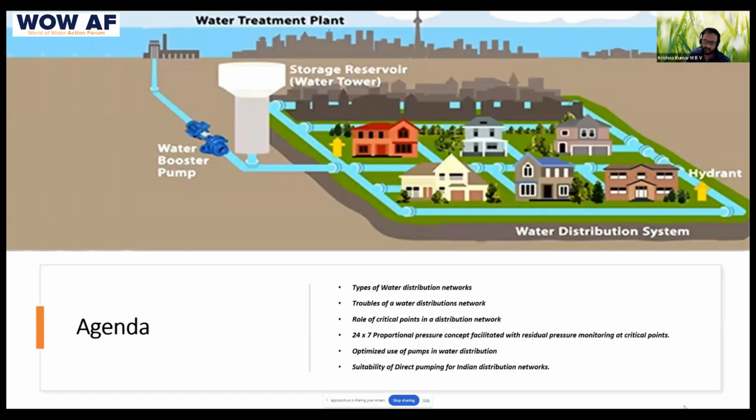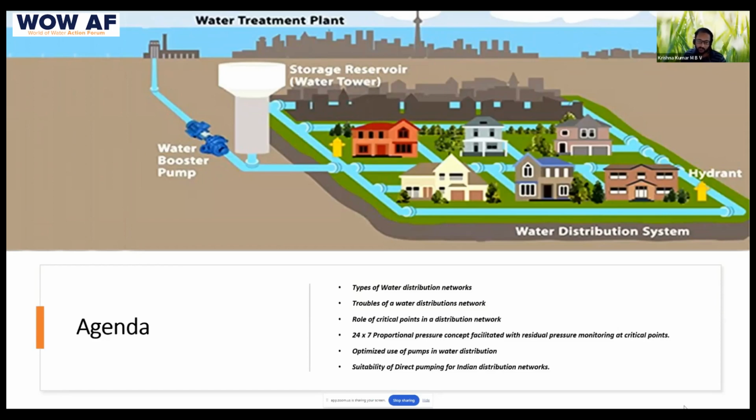In the next 25 minutes, I will go through the types of water distribution network which you come across in global scenarios. Then you will also see the troubles of a water distribution network, predominantly when you look at gravity and pumping. Then I'm going to introduce a point called critical points in a distribution network, and its importance when you're talking about modern technology in today's distribution world.